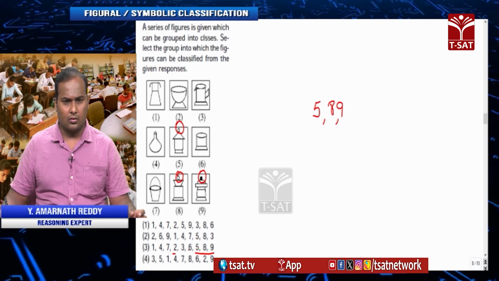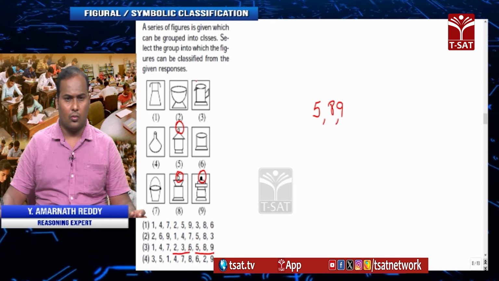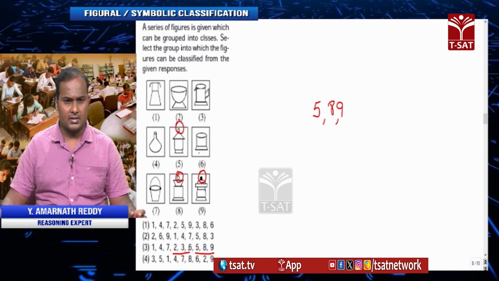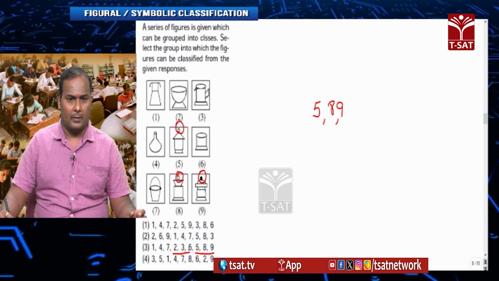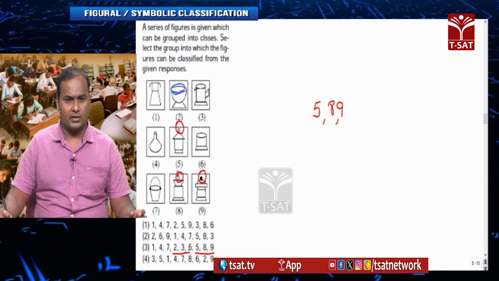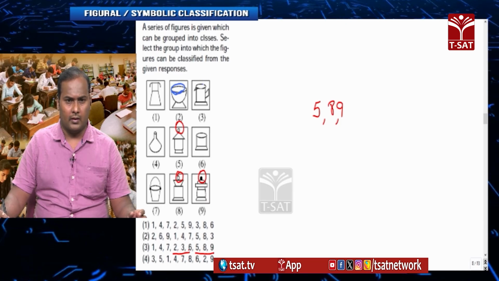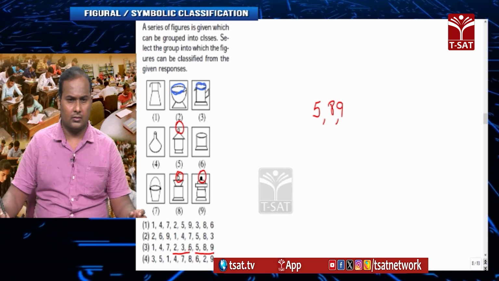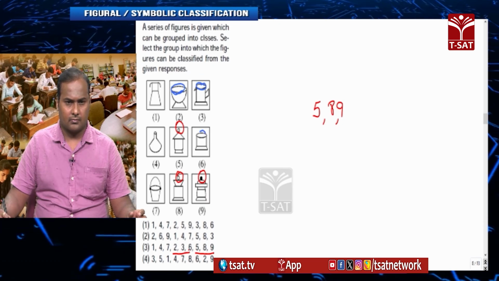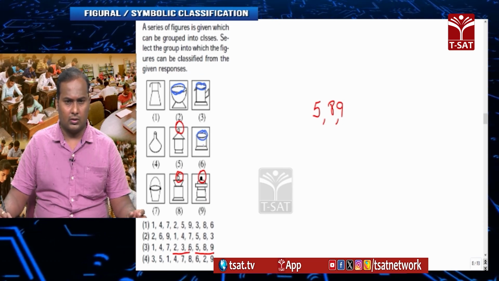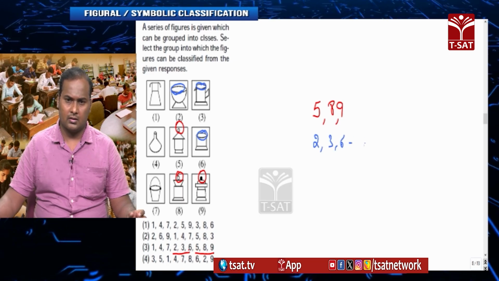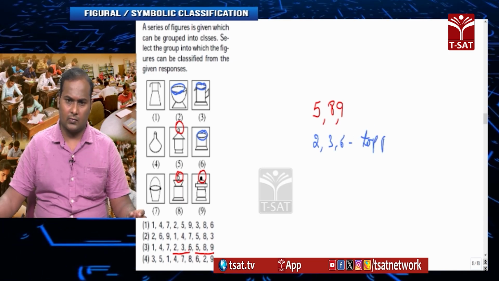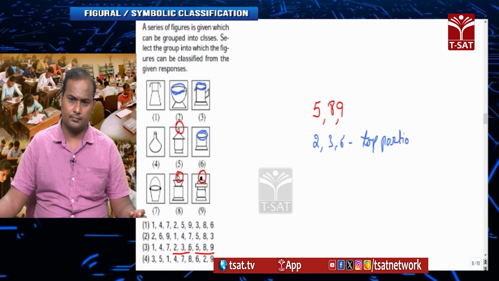Now you see here 2, 3, 6. Is there a common character in 2, 3, 6? Yes. What is that? That is an open elliptical shape figure. So this is 2, again 3, again 6. If you see these 2, 3 and 6, the top portion is common, is the same.